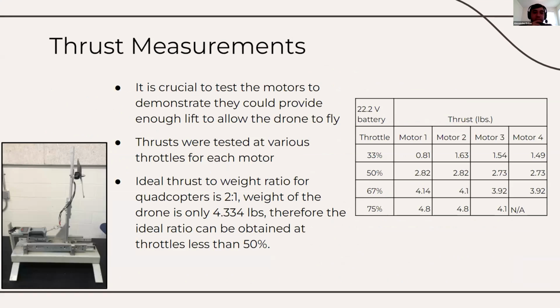Going into some thrust measurements we did for our propellers and motors, it was crucial to test the motors to make sure that we could allow our drone to fly. Since we're using a quad rotor, we have 4 motors and propellers. The thrusts were tested at various throttles for each motor with a 22.2 volt battery. The ideal thrust to weight ratio for quadcopters is 2:1, and the weight of our drone is a little over 4 pounds. So our ideal ratio can be obtained at throttles less than 50%, which is ideal for not running the motors too hard because they do get very hot. Our thrust measurements are on the right there in that table.